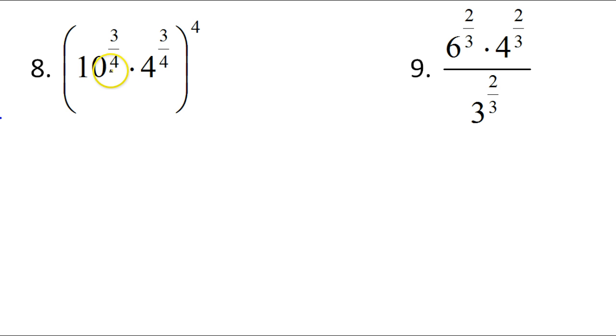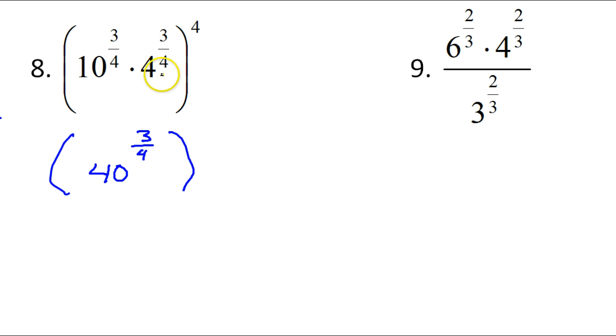Let's see. Oh goody. Notice that the bases are not the same, but the exponents are the same. If the exponents are the same, you can do the thing with the bases. So since the exponents are the same, I can go ahead and multiply the bases. All right, 10 times 4 is 40. So I will have 40 to the 3/4 power.